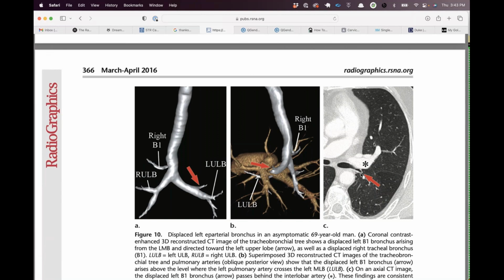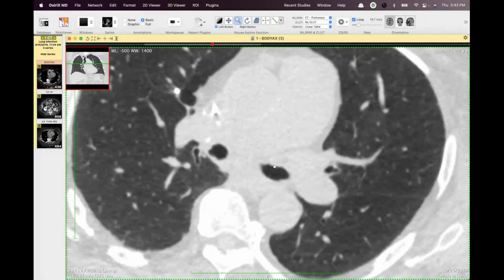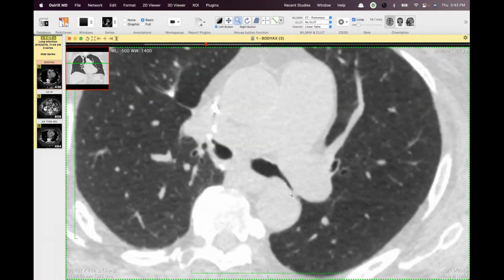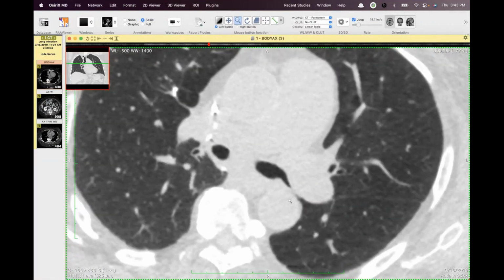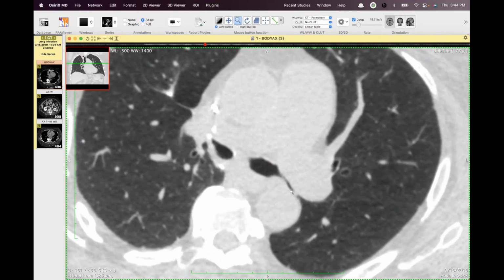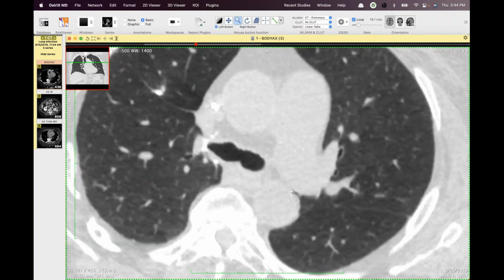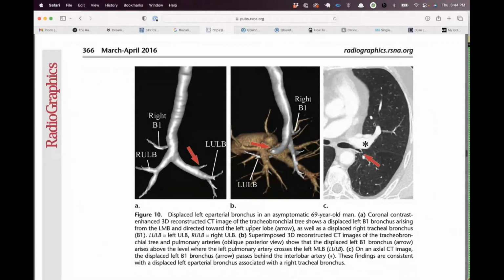And I don't have the image, but the pulmonologist was able to pull up his bronch because I talked to him, and he did notice that there was a tiny little airway coming off posteriorly from the left mainstem bronchus. He didn't try to get into it. There was no pus coming out of it or anything, but I guess I would call this a left eparterial bronchus.